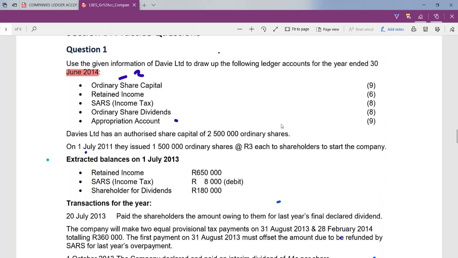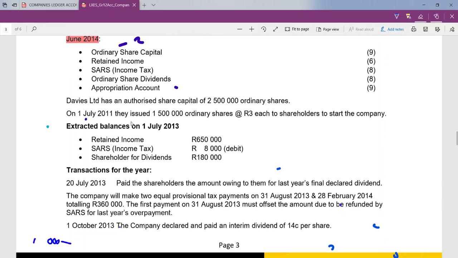One of the things that I've noticed is that most students always get confused deciding whether the SARS income tax account should be an asset or a liability. What you need to know is that it will depend on the information that we're given. It will only become an asset if, on the information that we're given, the balance is on the debit side or it has a debit balance, and it will be a liability if the balance is on the credit side or it has a credit balance. So with that being said, let's continue with the lesson.